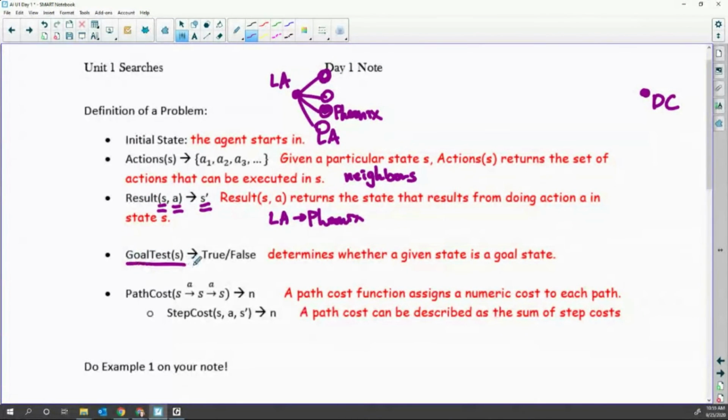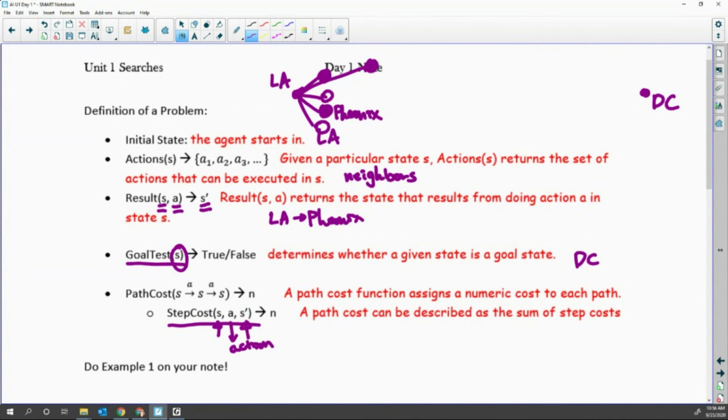The goal test is my goal state. Actually, my goal state is DC in this case. Then there will be some cost. Some cities are closer, so it's going to cost less. Some cities are far, so it's going to cost more. So we need to know the step cost from one state to the next state. When we did only one action, that is the step cost.